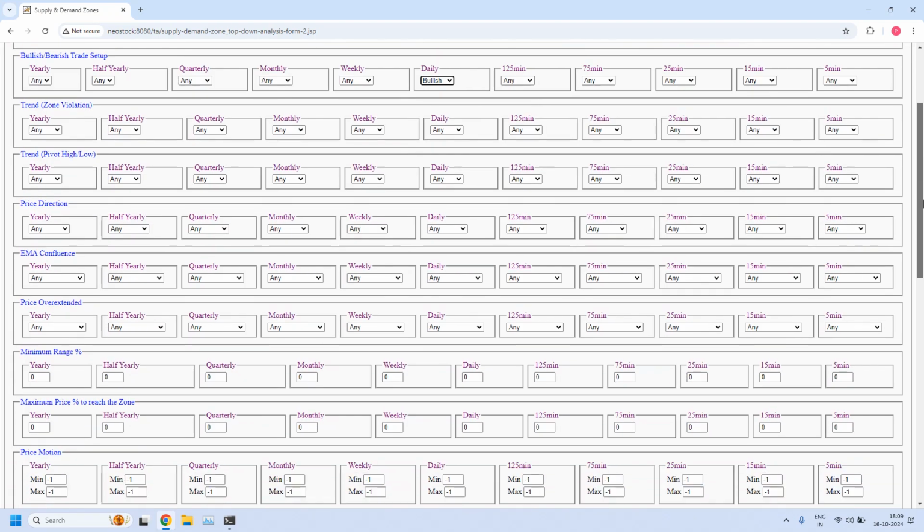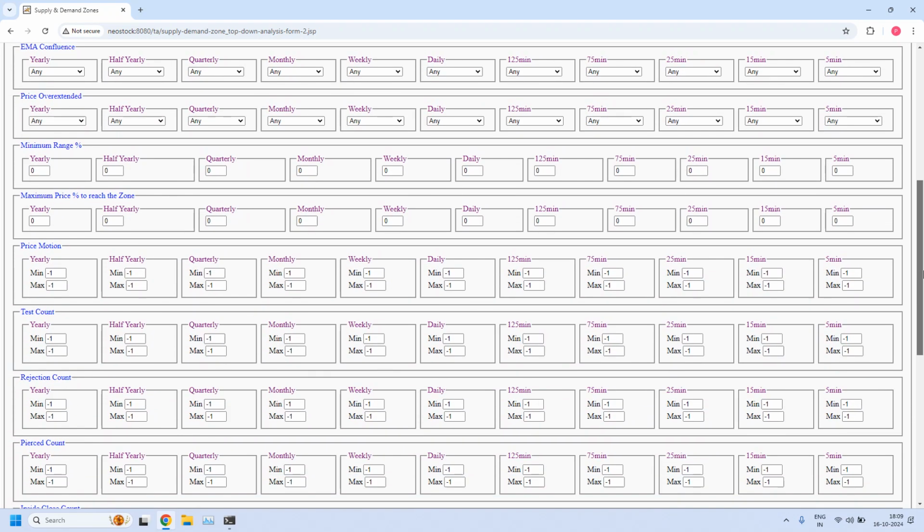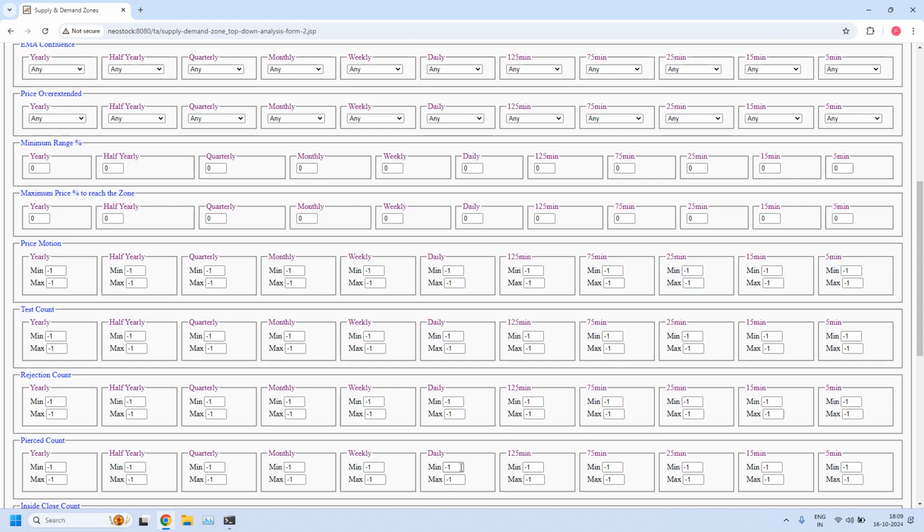And this daily demand zone should not be pierced. So in the pierced count, at a daily time frame, I am setting minimum value 0, maximum value 0. That means pierced count is 0. Pierced count 0 means zone is not pierced.